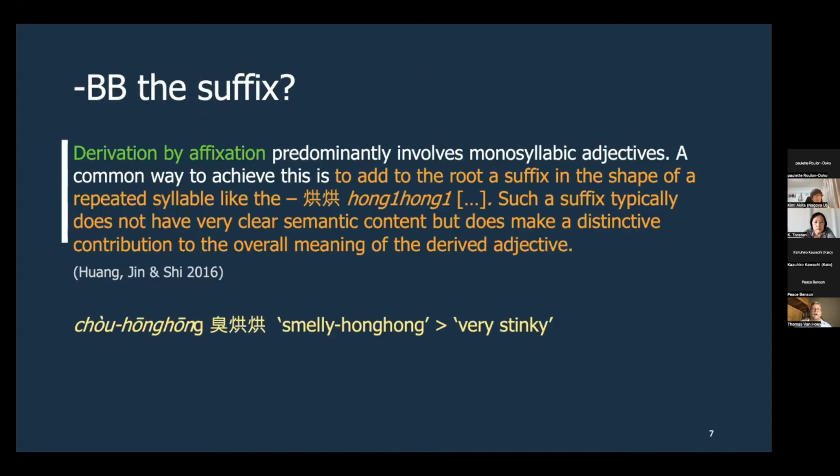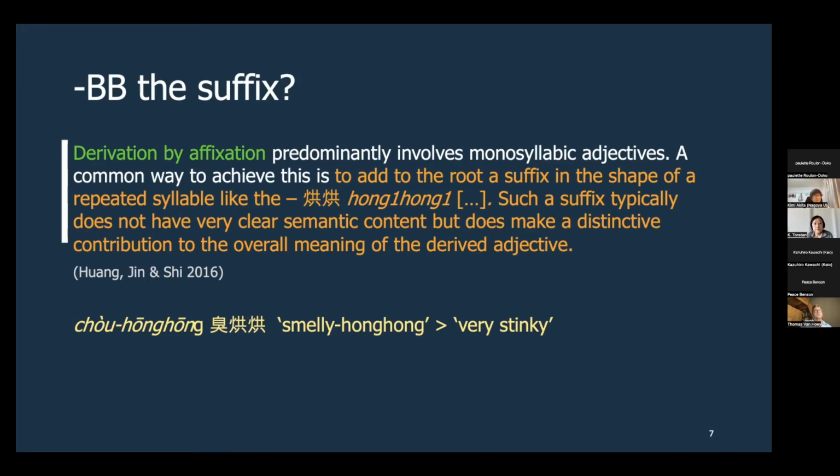But first, a quote from a reference grammar from 2016 that also talks about derivation by affixation. And so they say, this is to add to the root a suffix in the shape of a repeated syllable, like hong hong in cho hong hong, meaning very stinky. Such a suffix typically does not have a very clear semantic content, but does make a distinctive contribution to the overall meaning of the derived adjective.